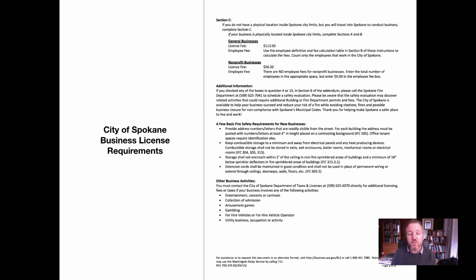What's nice about the City of Spokane is they tell you that there are some basic fire safety requirements for all new businesses. If you're a home-based business, you really want to pay attention to the rules that govern home-based businesses. There's a maximum size of a sign that you can have. You can't have regular storefront hours with people driving into the neighborhood excessively.